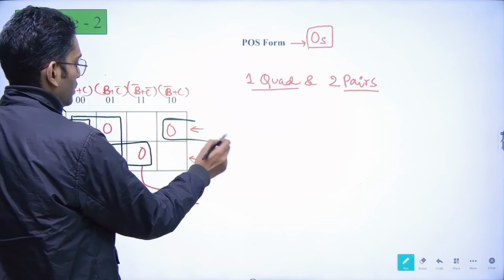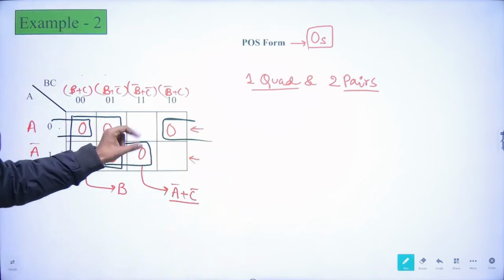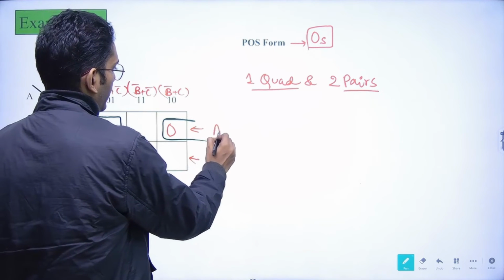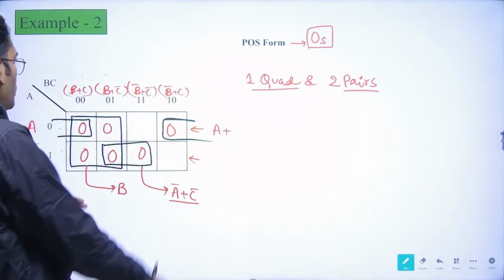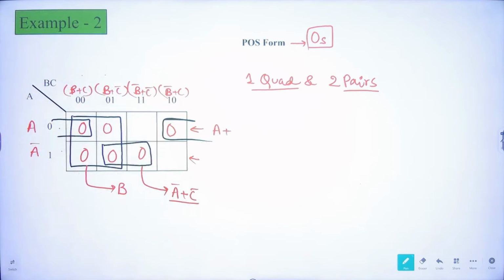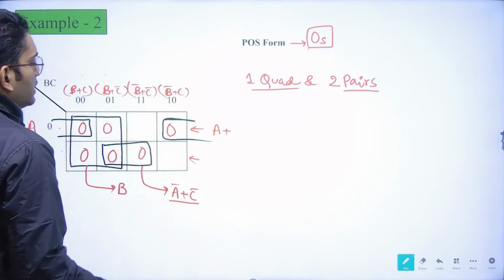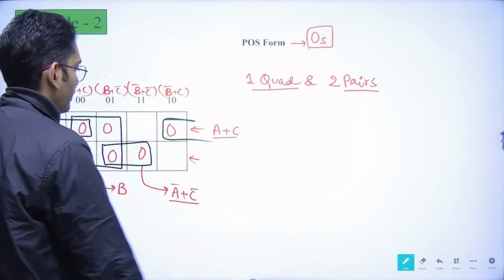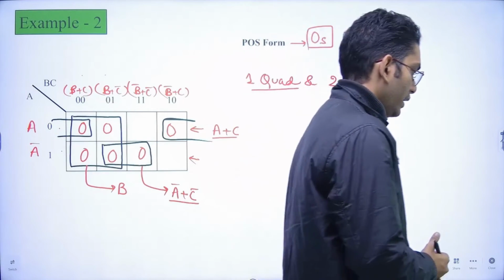This pair. So in this pair A is the same, so it would be A plus. This column and this column would be taken into consideration, and in these two columns C is the same. Fine. So we will get A plus C.